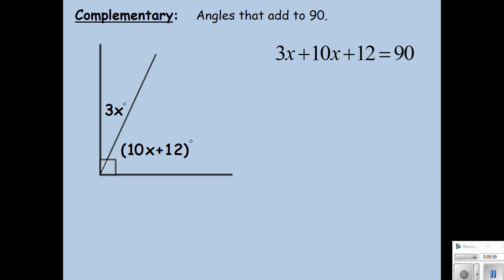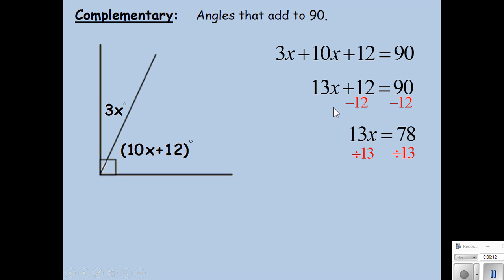But solving it is stuff that we've now been doing for a little while. All we have to do to solve this equation, combine like terms. We get 13x plus 12 is 90. Subtract 12 and divide by 13, and we'll get 6. x is 6. Now I can ask another step here. 6 is the value of x. It's not the size of the angles.